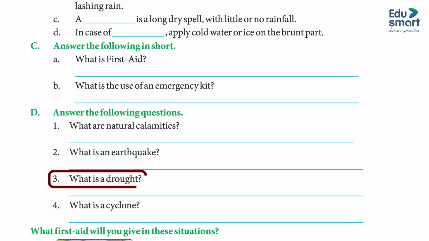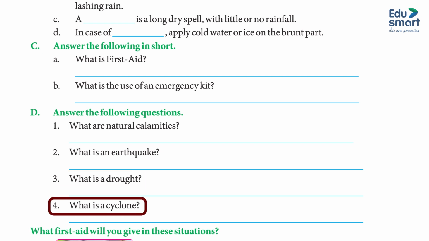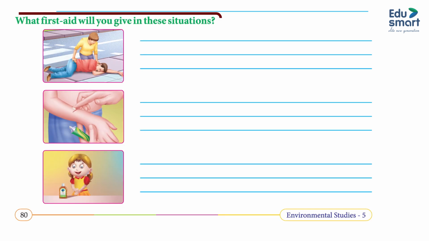3. What is a drought? Answer: A drought is a long dry spell with little or no rainfall. 4. What is a cyclone? Answer: A cyclone is a very strong rotating windstorm accompanied by heavy lashing rain. What first aid will you give in these situations?